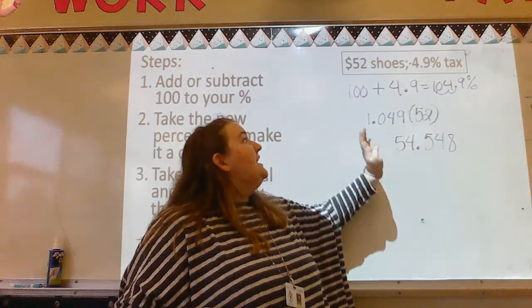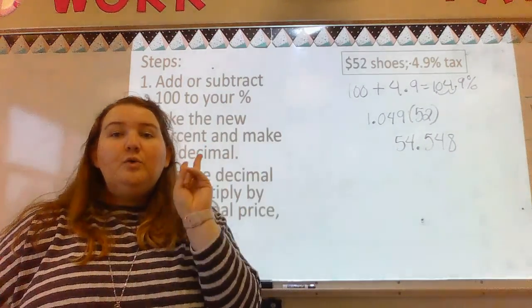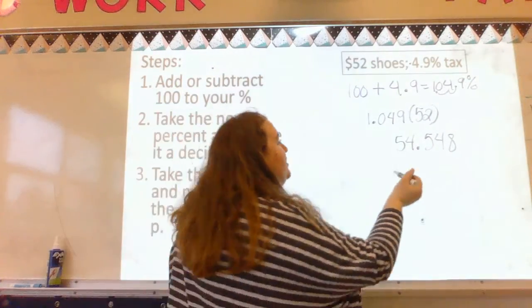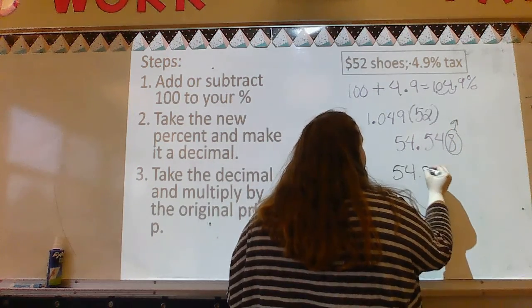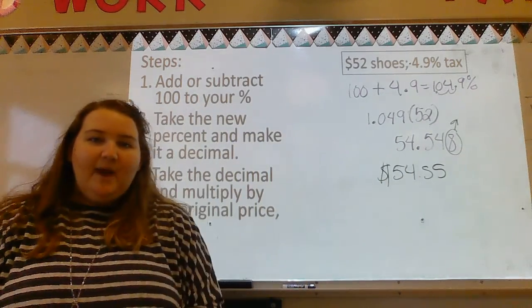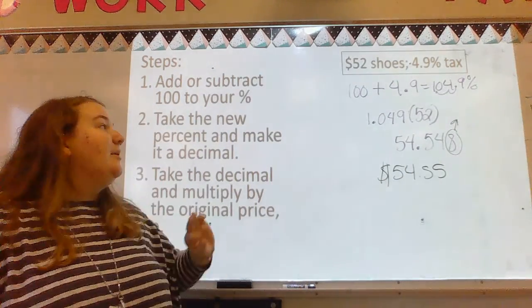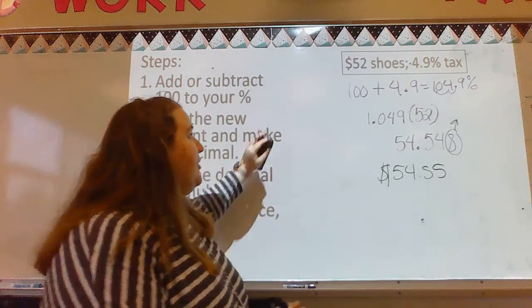And now, because it is money, it only rounds 2 decimal places, so I use this 8 to round up. So I have $54.55. Okay? Okay, again, remember, we're going to use those steps again. Let's do one more problem together, one more example.